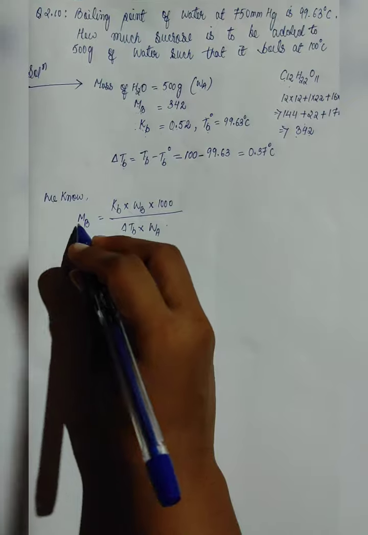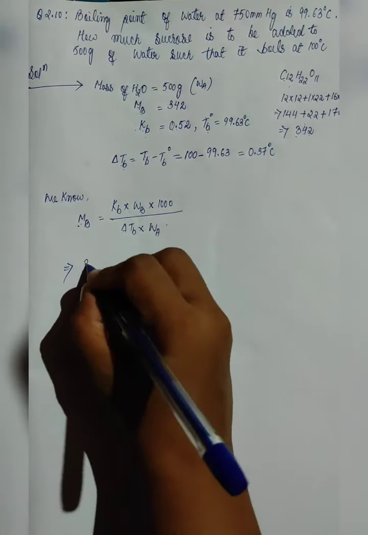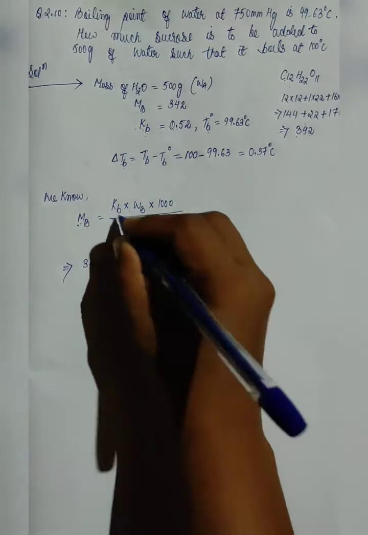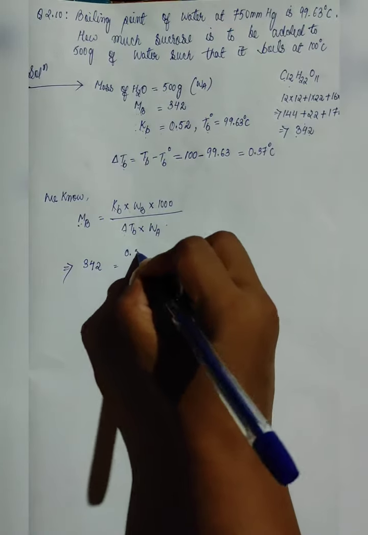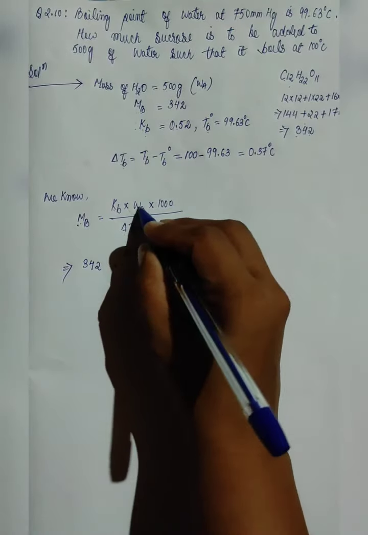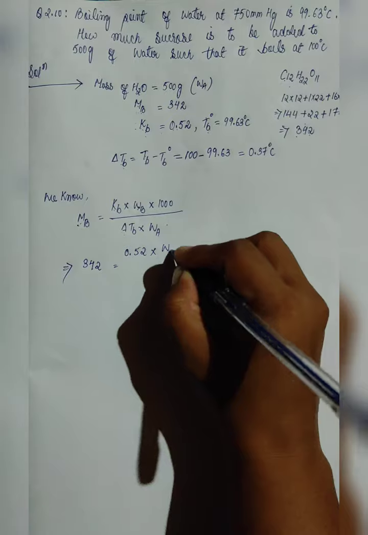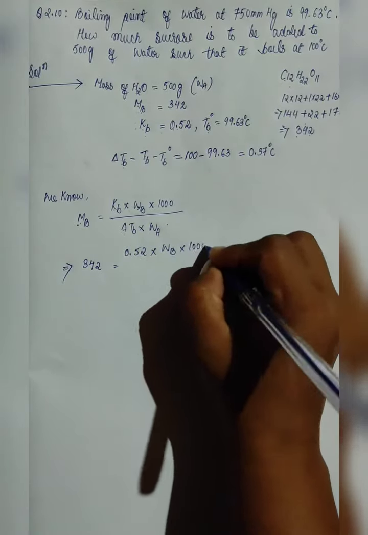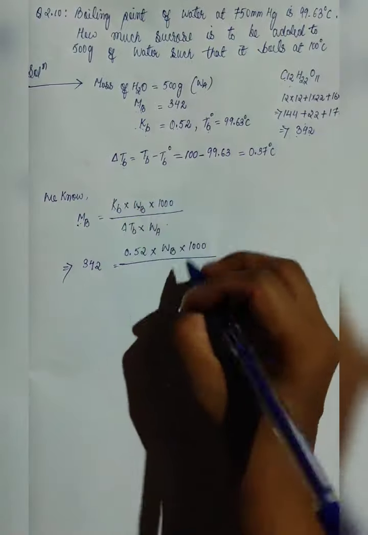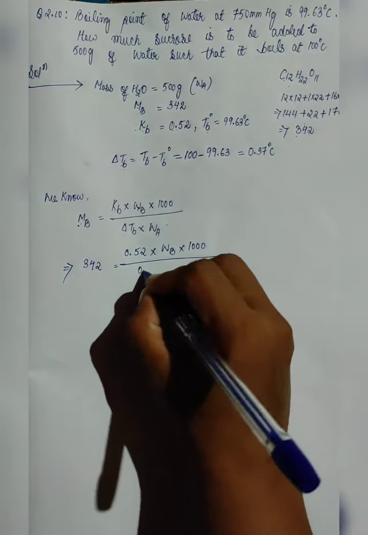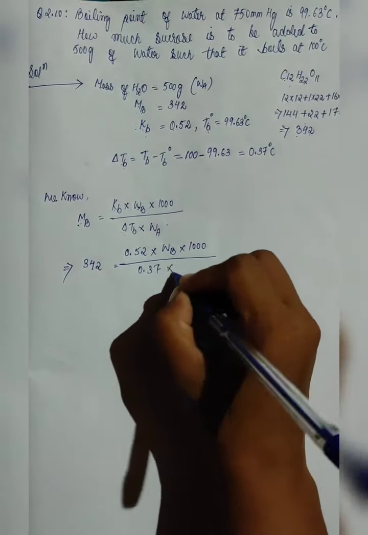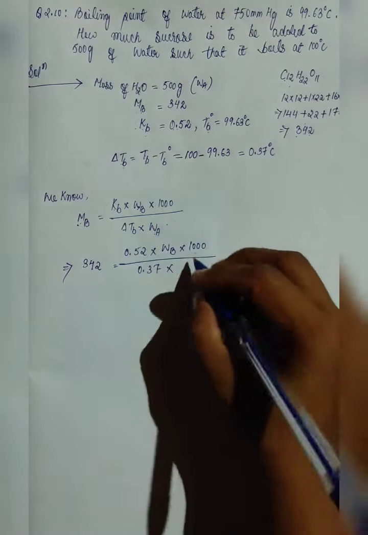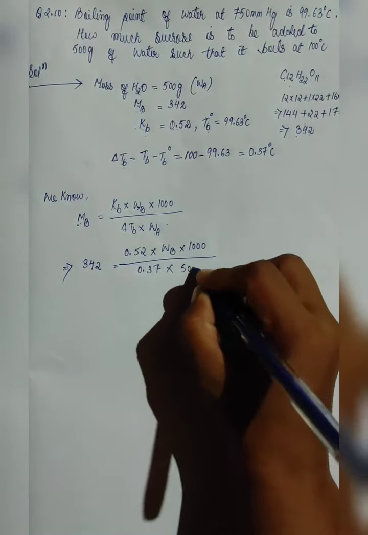Now we will put all the values in the formula. Mb, that means the molecular mass of sucrose, is 342. Kb we already know it is 0.52. Wb we have to find out, so Wb will remain as it is. Into 1000 comes from the formula. Del Tb we just found, 0.37, into Wa. Wa, the mass of the water, is already given as 500.